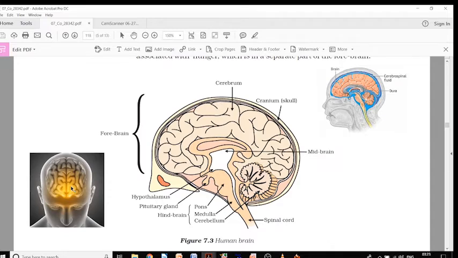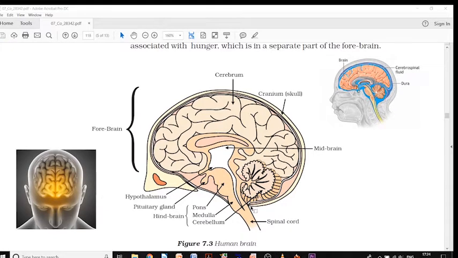Now, the forebrain is divided into many parts. The first and the largest part is known as the cerebrum, and the other smaller parts are the hypothalamus, pituitary gland, and olfactory lobes, which may be present somewhere here. Olfactory lobes are those lobes which receive the olfactory receptors concerned with the sense of smell. The cerebrum, which is the largest part of the forebrain, is divided into two cerebral hemispheres.